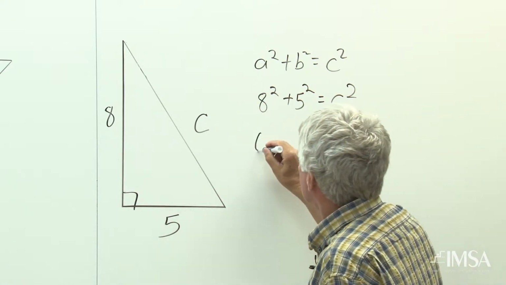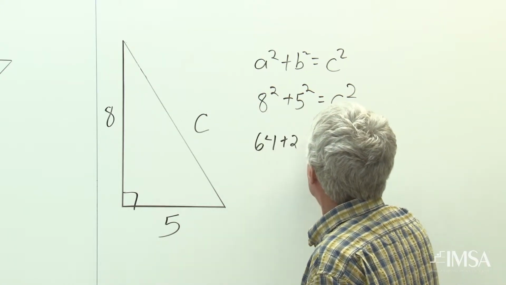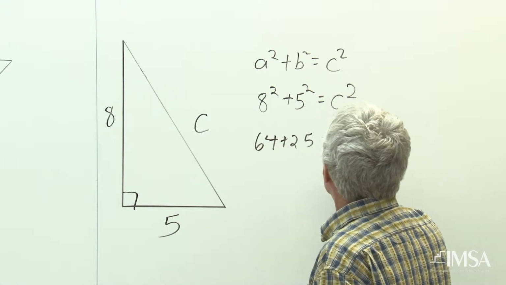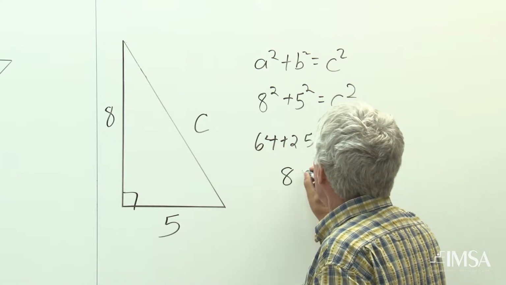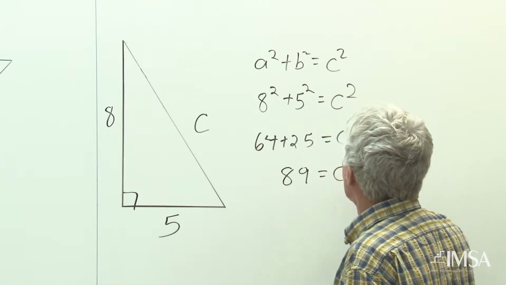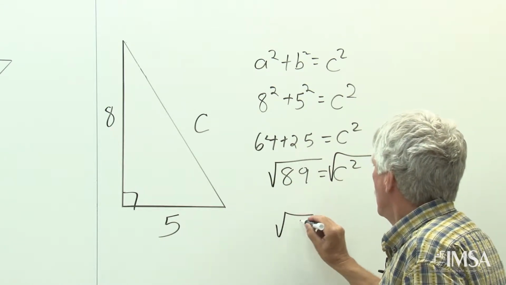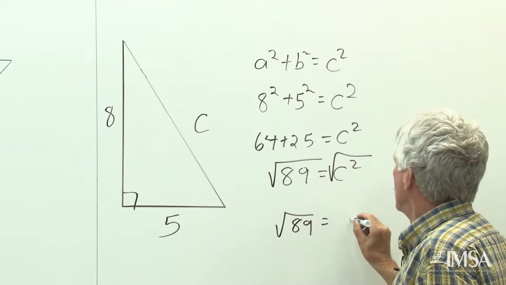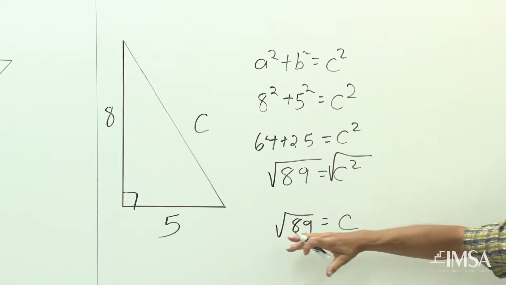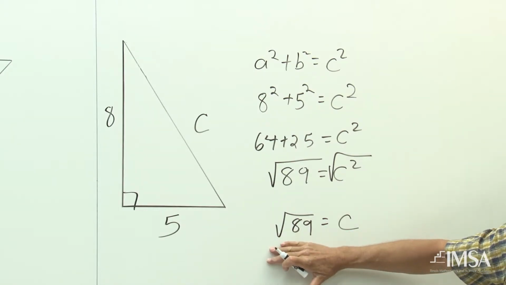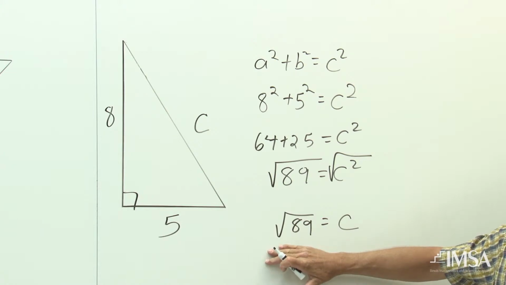Square the numbers, we get 64 plus 25 equals C squared. 89 is equal to C squared. We take the square root of each. And the square root of 89 is equal to C. And this answer, written this way, is an appropriate answer.